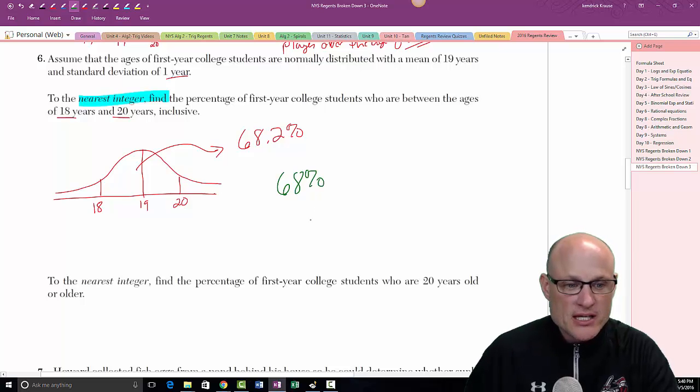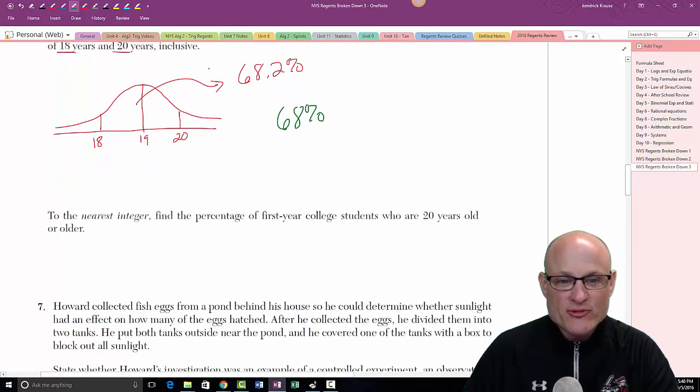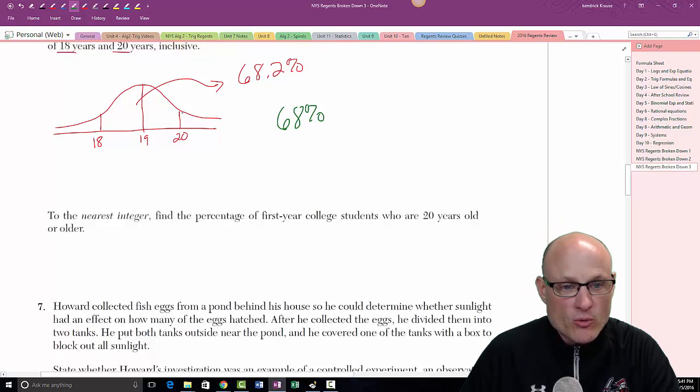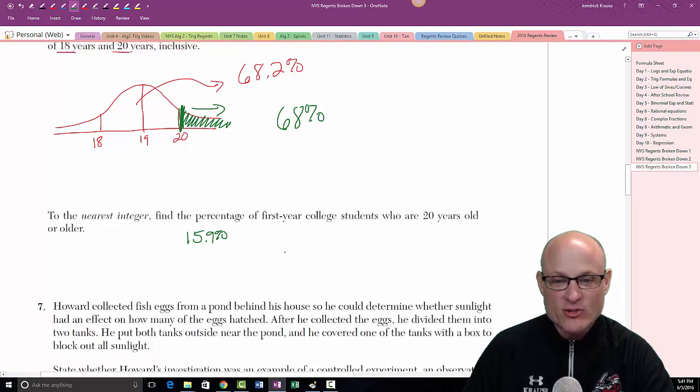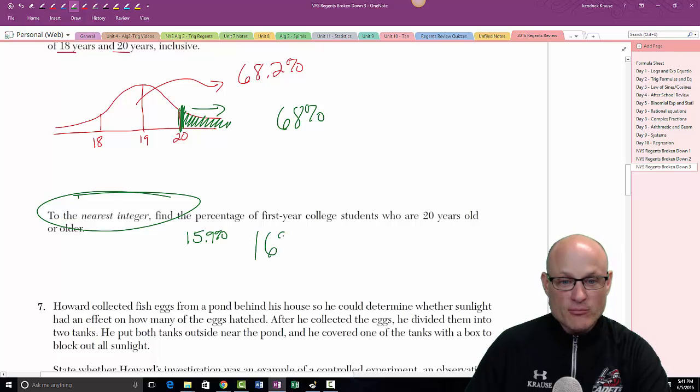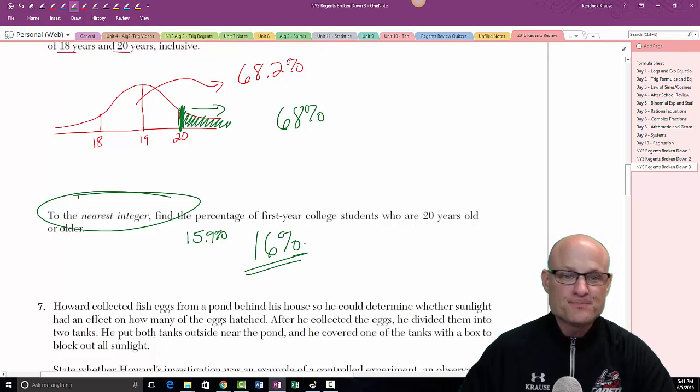So the final answer here would be 68%. Then it said to the nearest integer, find the percentage of college students who are 20 years or older. So what we want is this, which is 1 standard deviation and up. And we just did that. We said that was 15.9%. That was on the last problem. So this answer would be rounded to the nearest integer, 16%. So that's not too bad.